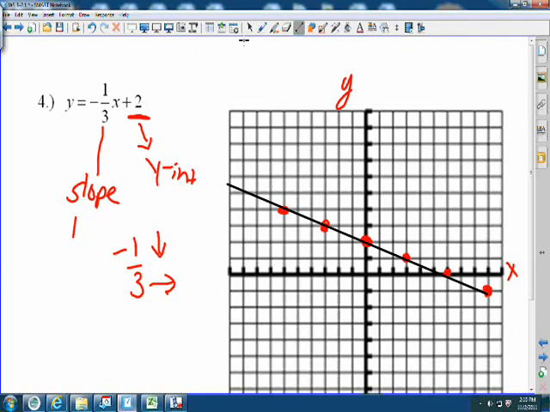You want to make sure that you double check it all, because see how my slope is negative? Make sure your line is decreasing. That'll be one of the mistakes that you make.